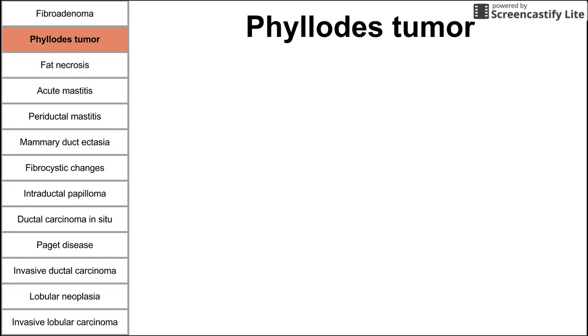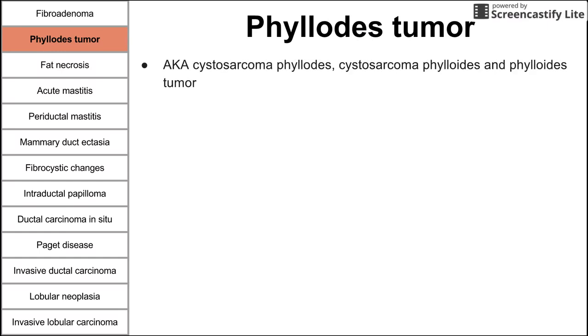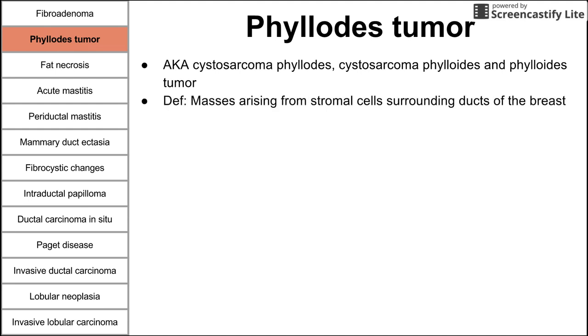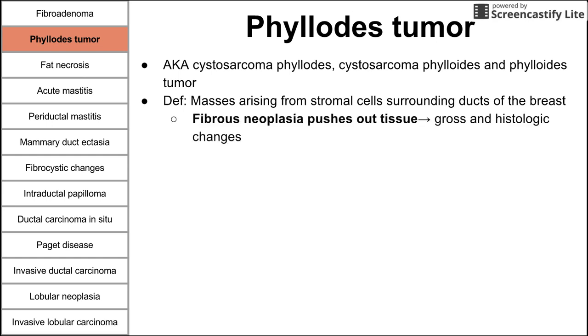Next tumor is Phyllodes tumor. This is also known as a cystosarcoma Phyllodes. Definition here is that it's a mass arising from the stromal cells surrounding the ducts of the breast. So this is coming from the stromal cells. It's fibrous and it's going to be pushing out on the breast. And that pushing out action is going to lead to the changes that you see on gross and histologic pathology. So fibrous neoplasia that pushes out the tissue.